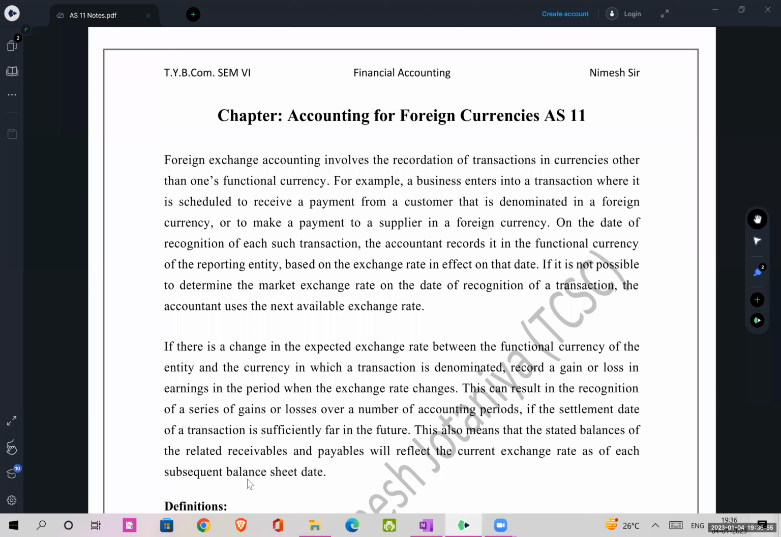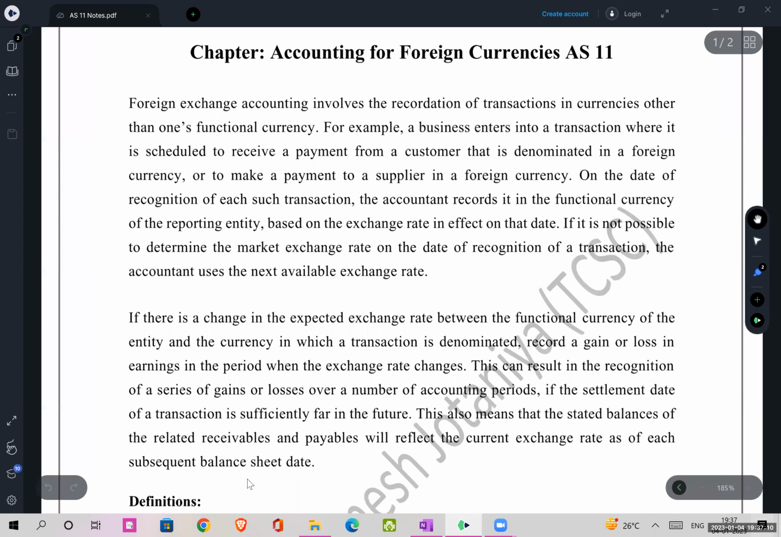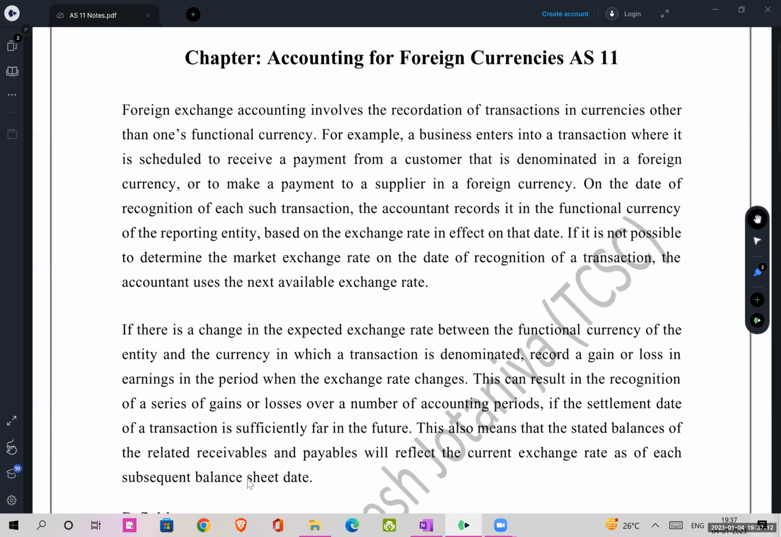Yeah, okay. So let us start today, students, with a new topic in accounting for financial management. That is accounting for foreign currencies, which is governed by Accounting Standard 11. So let us first take a quick preview of the theoretical part of AS-11.